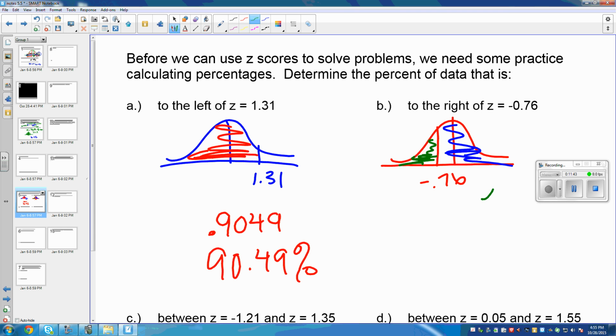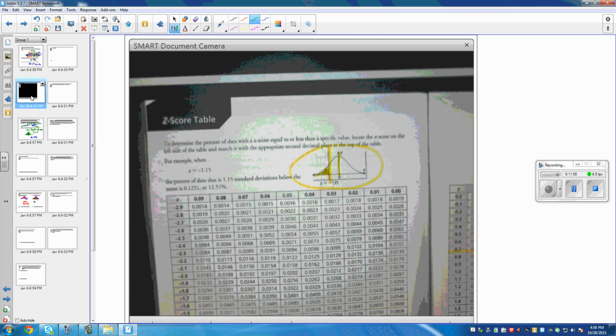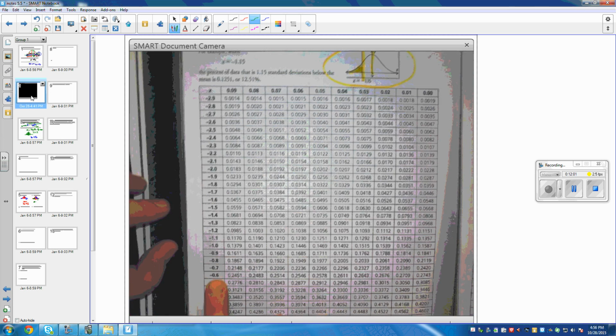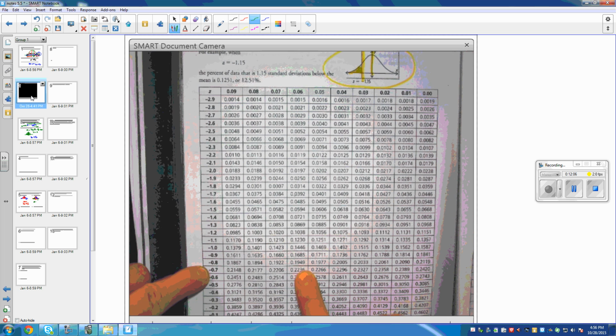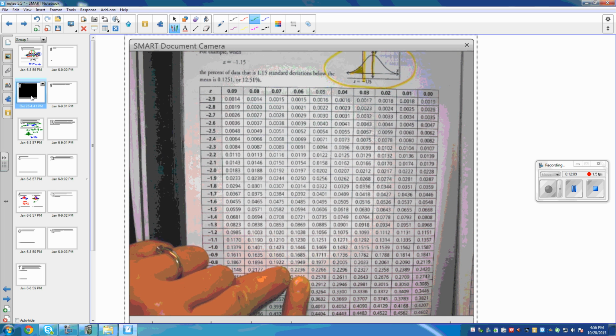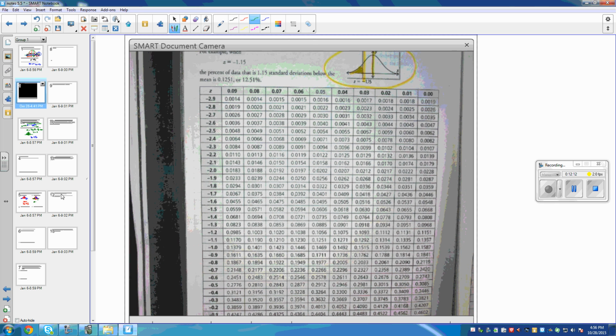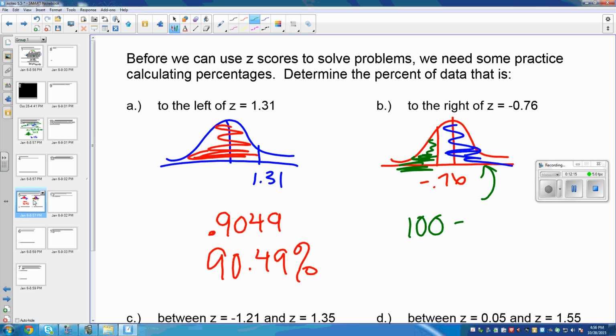So coming back here, we're looking at negative 0.76. So I'm coming here. Negative 0.7 is way at the bottom here. And I've got to go over to 0.06, which is here. Scroll down. That gives me 0.2236. So going back to my question, 0.2236, which is 22.36%. That gives you 77.64. Okay. Hopefully I can do the math in my head. If not, you'll fix it for me.